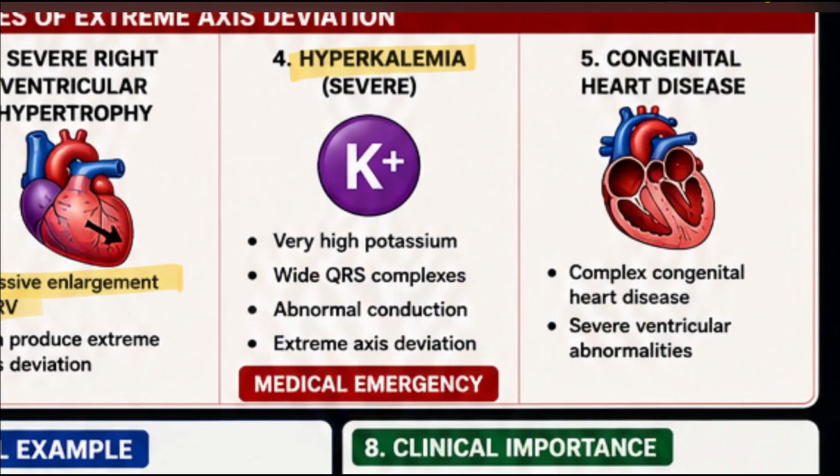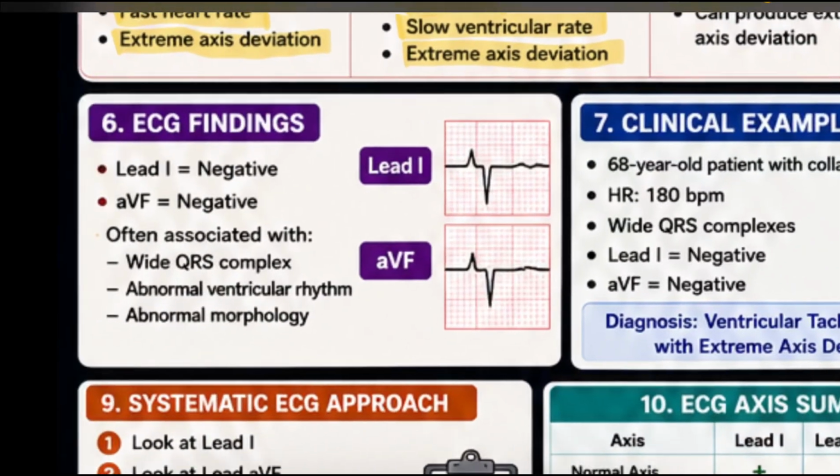Next we can see congenital heart disease. In some complex cases, congenital heart diseases can produce an extreme axis. Examples include complex congenital heart disease and severe ventricular abnormalities.